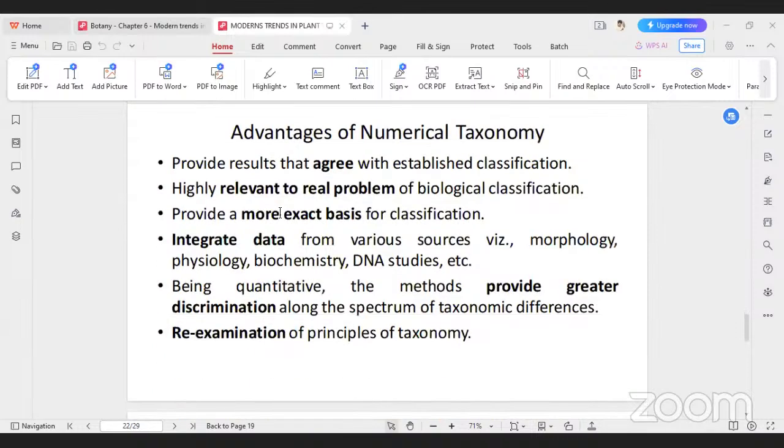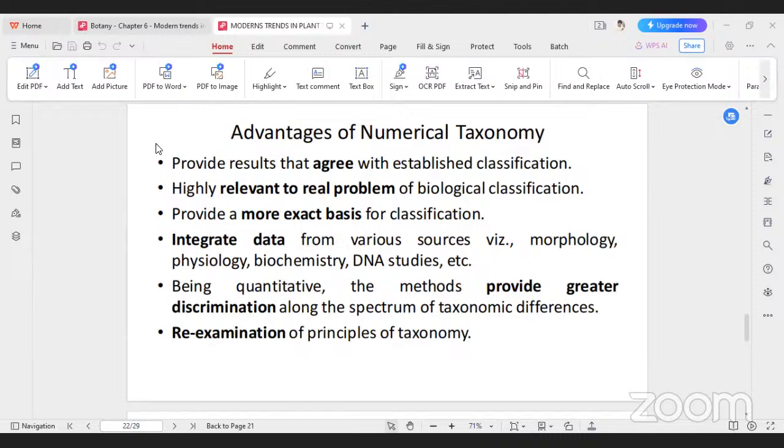Now let's see the advantages of numerical taxonomy. It provides results that agree with established classification. It is highly relevant to real problems of biological classification. It provides a more exact basis for classification. It integrates data from various sources: morphology, physiology, biochemistry, DNA. As already told, we can include all plant parts and also take into consideration more than 50 characters.